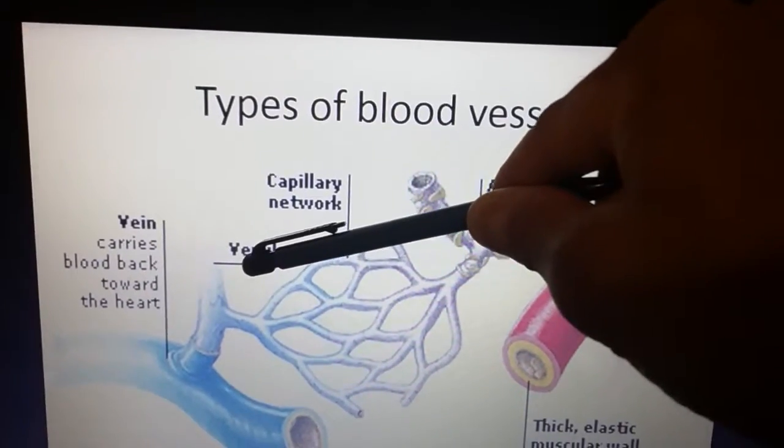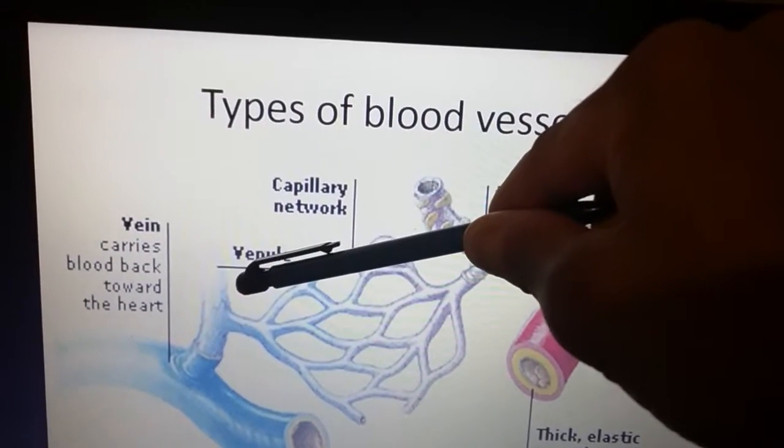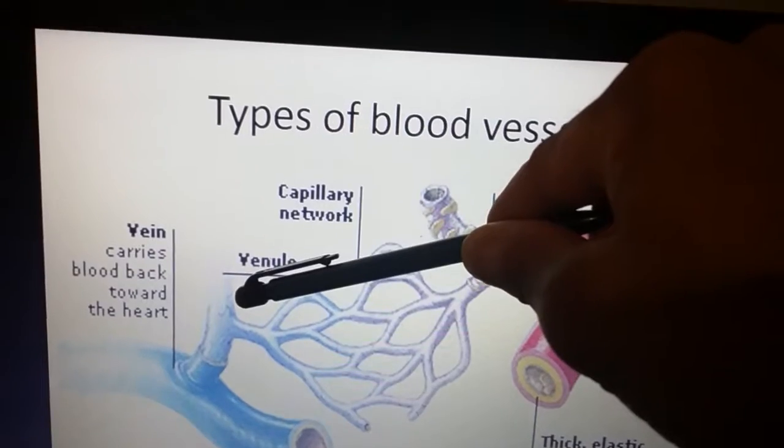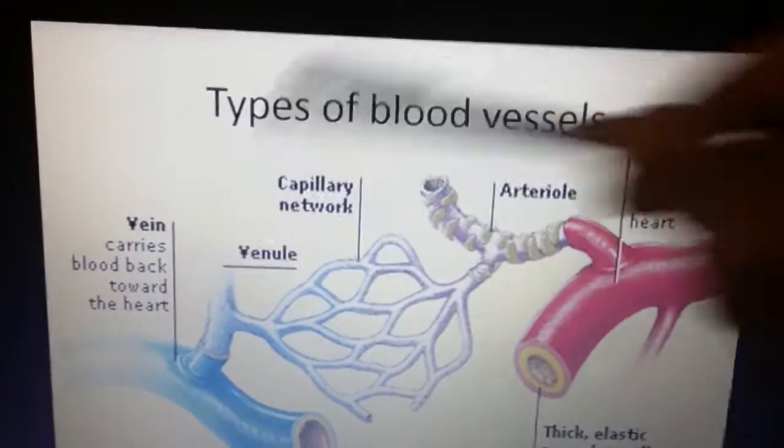Venules are small blood vessels in the microcirculation which allow deoxygenated blood to return from capillary beds to large blood vessels.